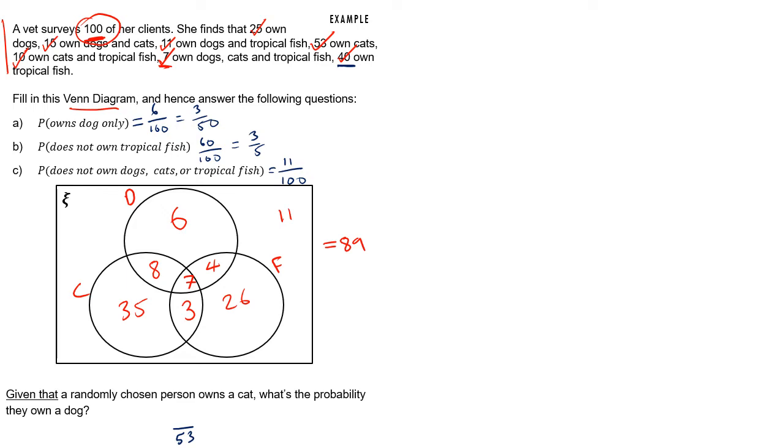So out of these people who've got a cat, what's the probability they own a dog as well? And that's the people in the intersect here. So we've got 8 with a cat and a dog, plus another 7 who have fish as well. So that'll be 15 out of 53.